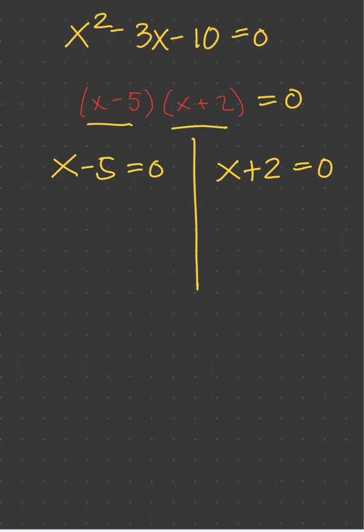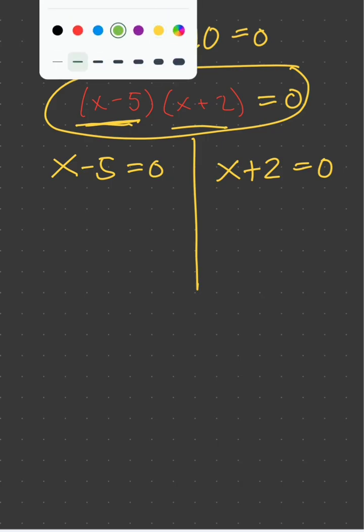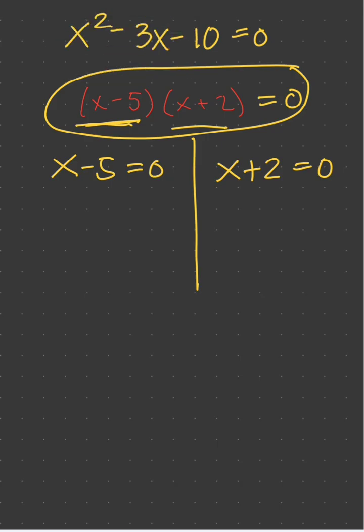Zero property, if you can remember. These are the factors, right? Okay. Now to solve for x, this is what you're going to do. You equate each of the factors to 0 to solve for x. Alright? And then, from there, can you solve for x?